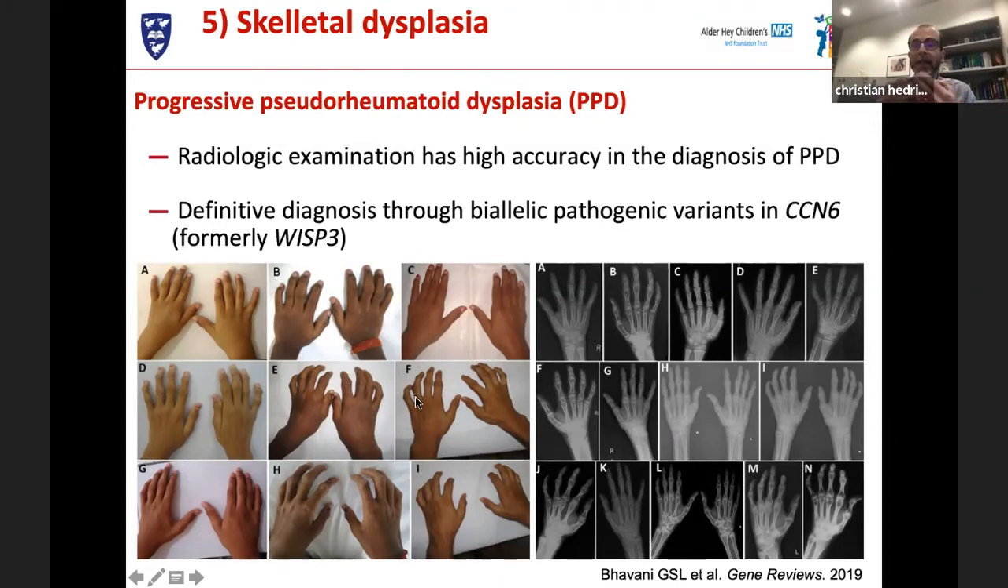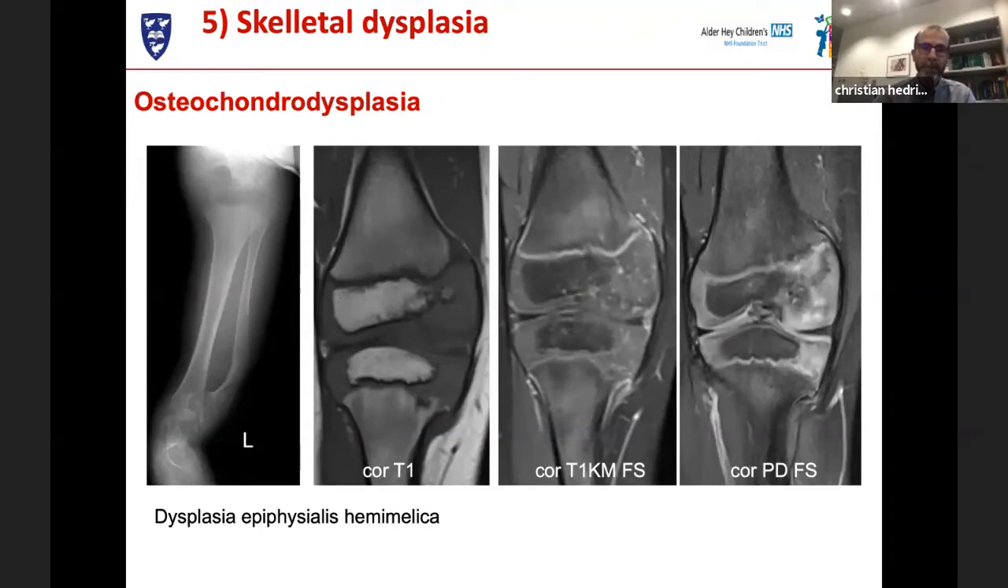So this can actually clinically look very similar to polyarticular juvenile idiopathic arthritis. And there are also bone changes that are progressive over time, and these are actually quite specific for that condition. And the experienced radiologist will tell you right away that this could be PPD. And the diagnosis can be made definitively after sequencing of the CCN6 gene that was formerly known as WISP3. And those patients obviously will not show relief in response to anti-inflammatory or immune modulatory treatment.